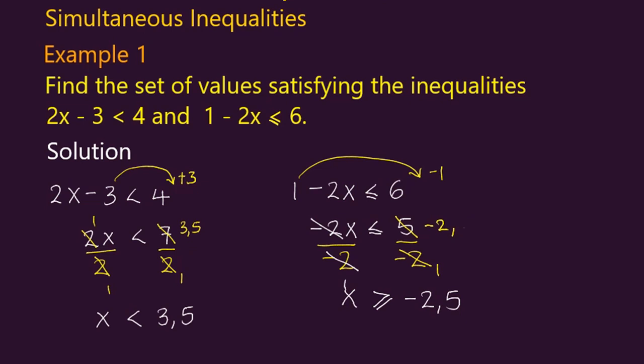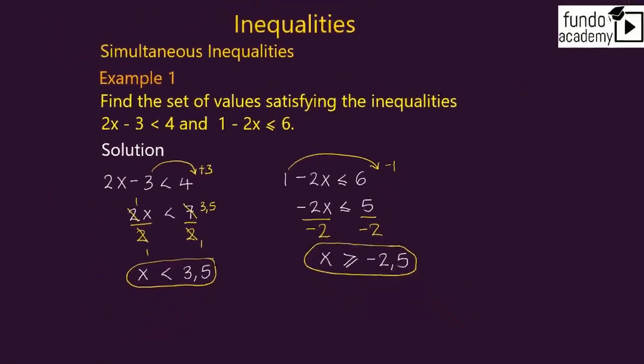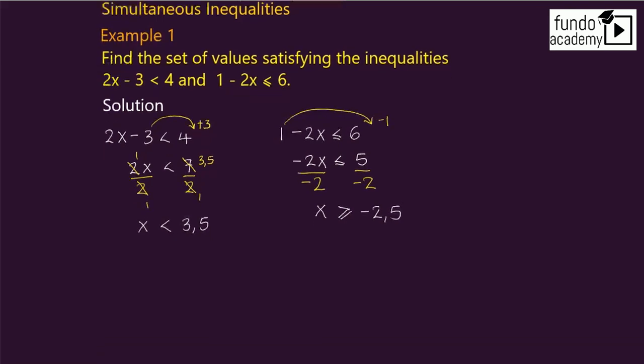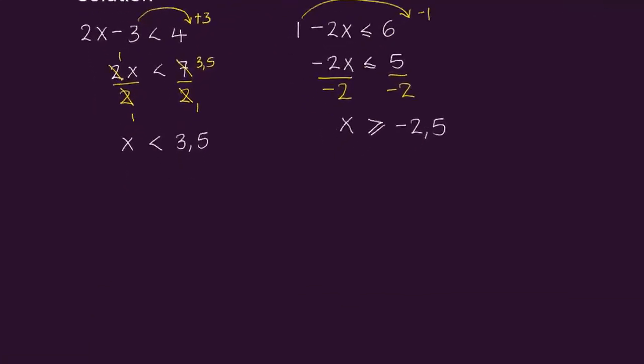So now I have my solutions. The solution for x from the first inequality, x is less than 3.5, and x is greater than or equal to -2.5. Now we want to combine these two solutions so that we can come up with a single set of values satisfying both inequalities. So to help me do that, I'm going to use the number line. I'm going to draw the graphical representation of both the solutions.